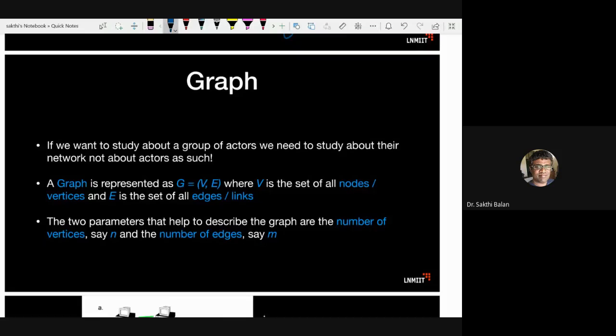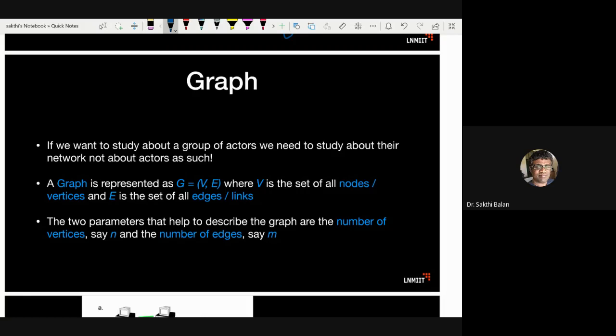If we want to study a group of actors, we started with the quote in the previous class by a sociologist. He said, if I want to study the group of actors, then I need to study their network, not the actors as such. The connection between the nodes, that is the connectivity, is more important than the actors themselves. So you need to look at the graph.